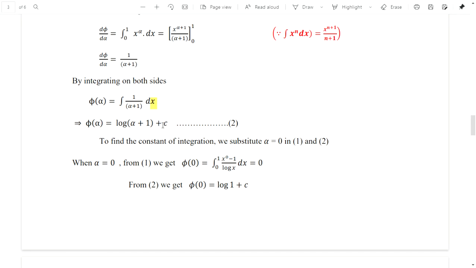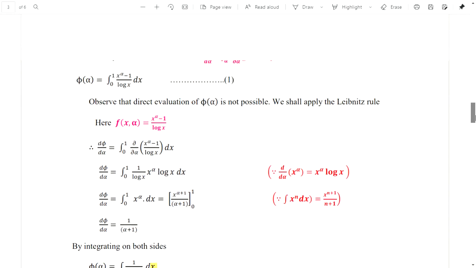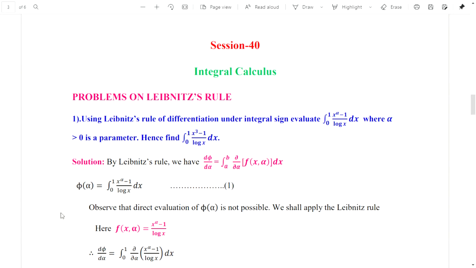To find c value, the given problem is from 0 to 1. That's why I will be substituting alpha is equal to 0 in equation number 1. That is, equation number 1 is nothing but the given problem. So if I substitute alpha is equal to 0, I will be getting phi of 0 value as integral of 0 to 1 x to the power 0 minus 1. X to the power 0 is 1. 1 minus 1 is 0. So integral of 0 is 0. So phi of 0 is equal to 0 we will get.